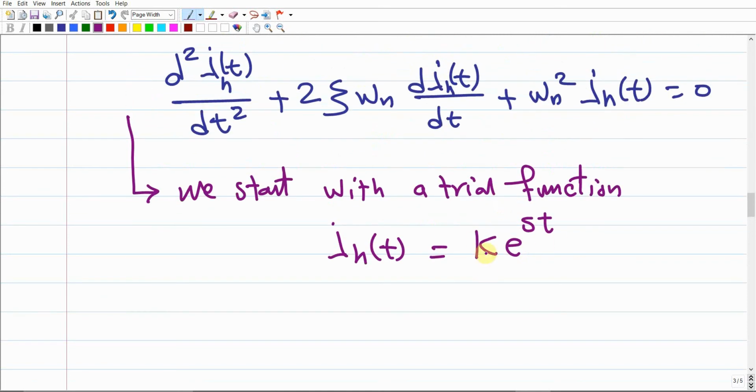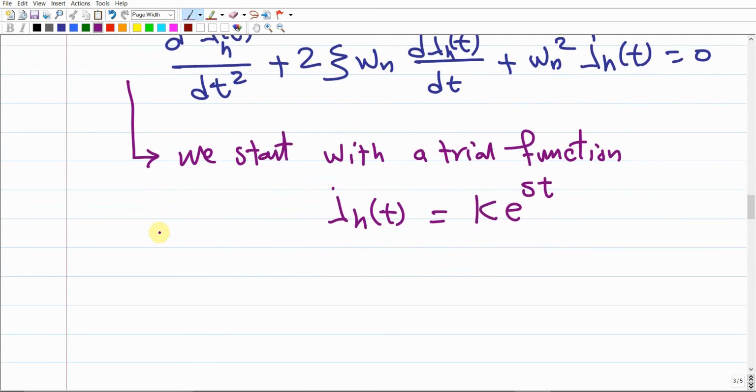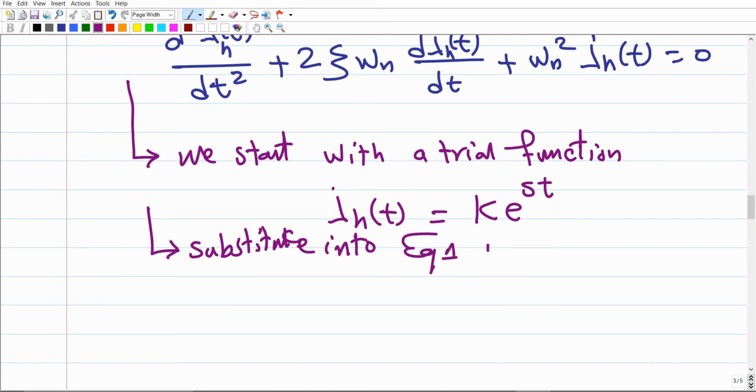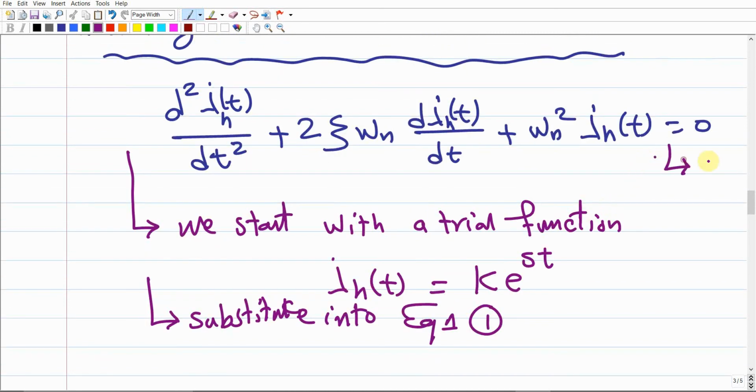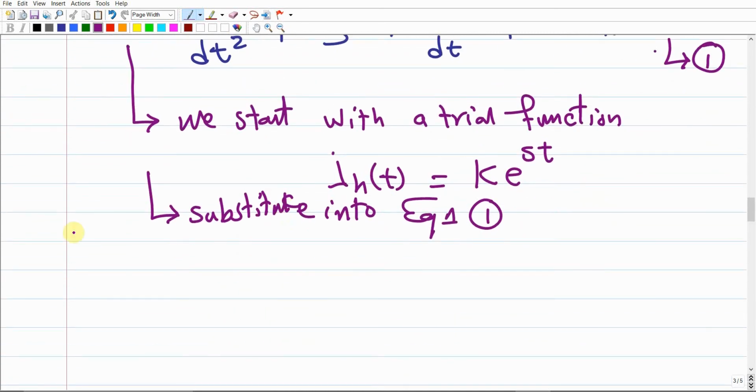Then if we plug this into this equation, we have the second time derivative of the current i_h, which is this function with respect to time. This is going to give us S squared times K, which is just a constant here. So simply substituting this function into equation 1, let us give a name to this equation as equation 1, we're going to end up with this expression.